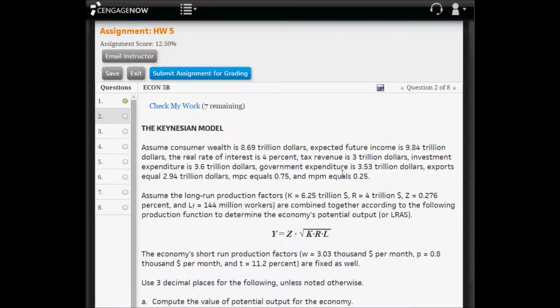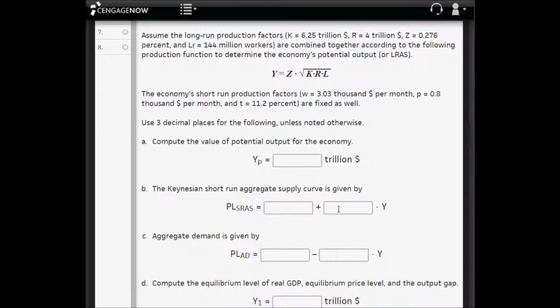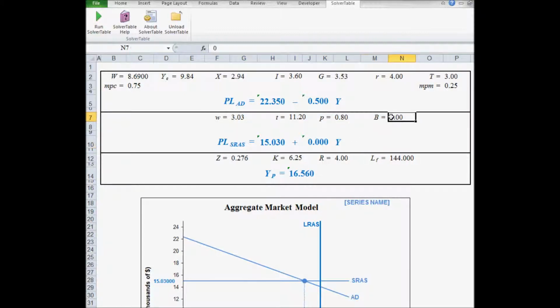spreadsheet. In the traditional Keynesian model, the short-run aggregate supply curve has a slope of 0.000. In other words, no slope. So 0.00 is the slope of the short-run aggregate supply curve. Potential GDP, according to the spreadsheet, is 16.560.